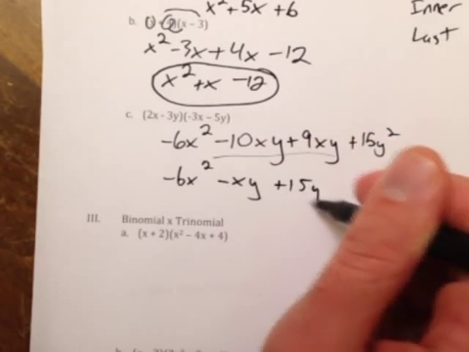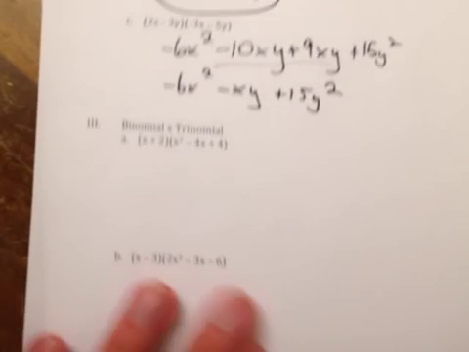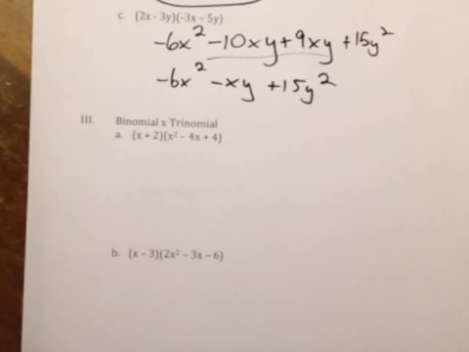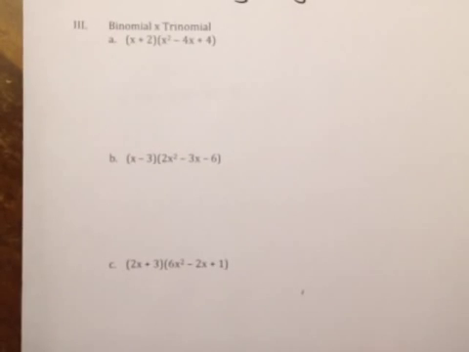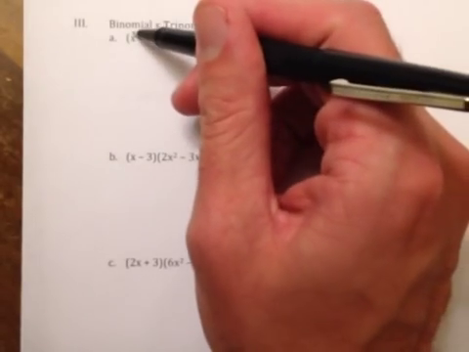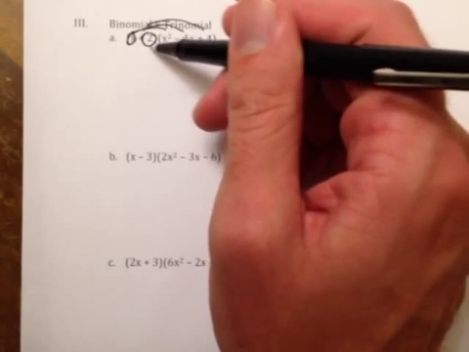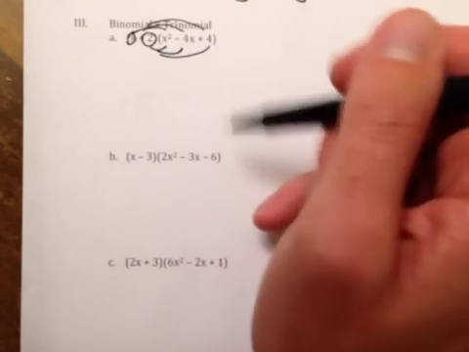Okay, what you're going to see in this binomial times trinomial section is why I like to set it up as a double distributive property problem. The reason is you can't FOIL this. FOIL only works for binomial times binomial. For binomial times trinomial, you just kind of have to work it out. You have to do this term times all 3 of these, and then this term times all 3 of these.